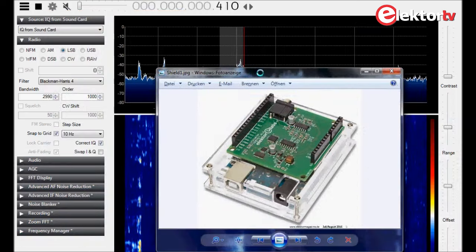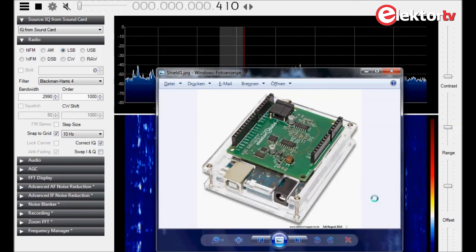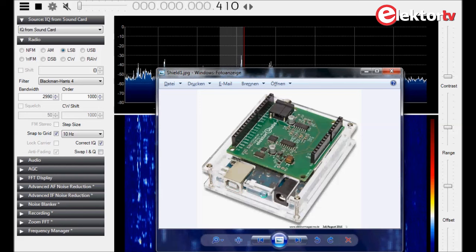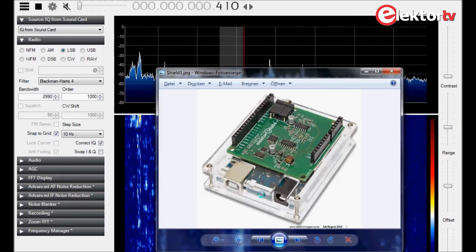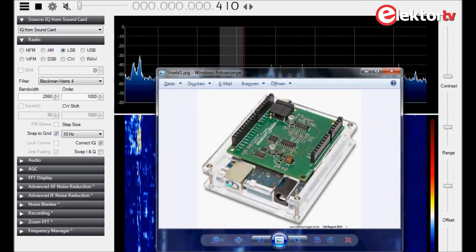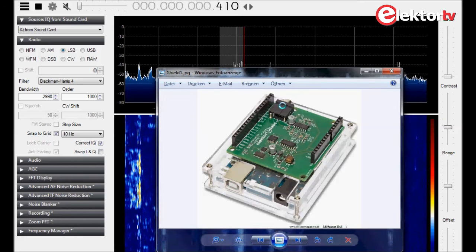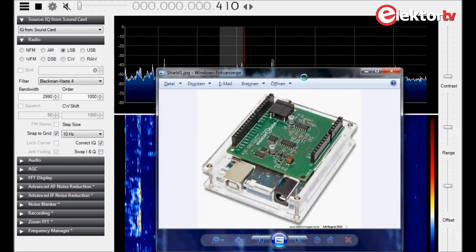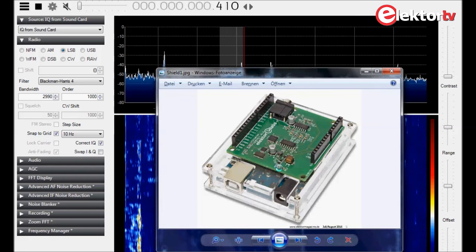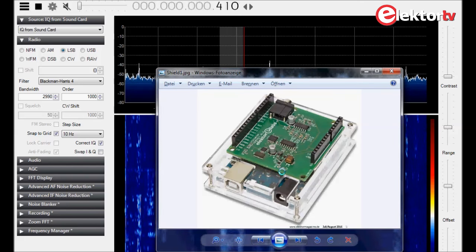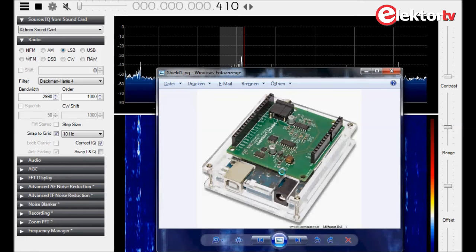The hardware is a shield on an Arduino Uno, and it is powered by USB and connected to the sound card of the computer. Here we have the antenna input. I'm right now using a magnetic loop antenna with a wideband amplifier.